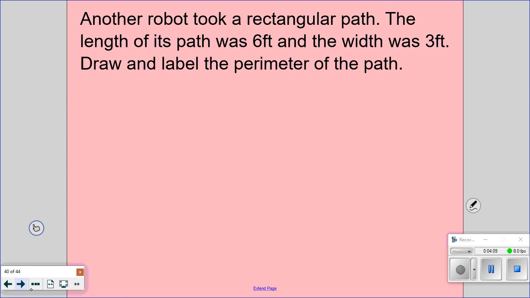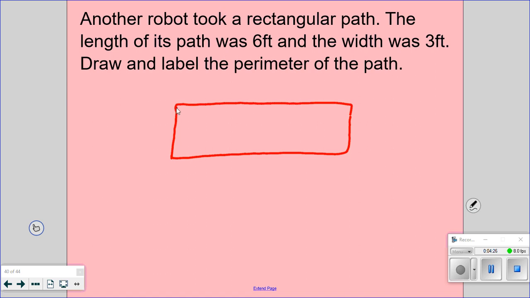What would a rectangular path look like? Not a trick question. Think about those words. Will? Rectangle. A rectangle. So you should have a rectangle drawn. Here's my rectangle path. The length of the path was 6 feet, and the width was 3 feet.